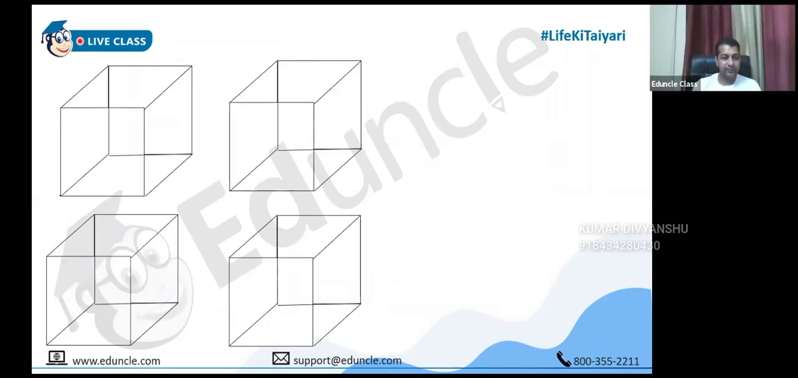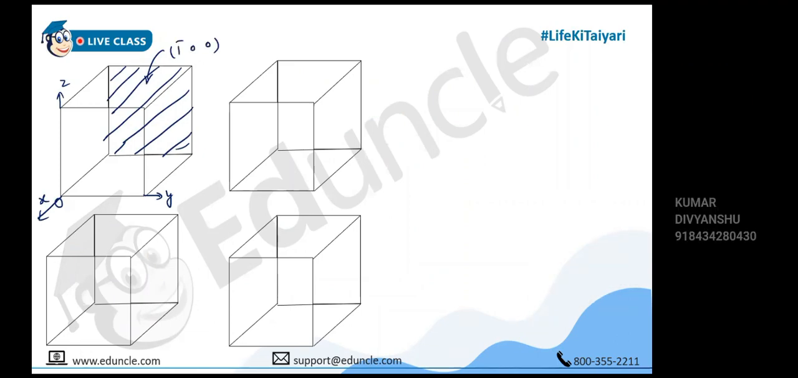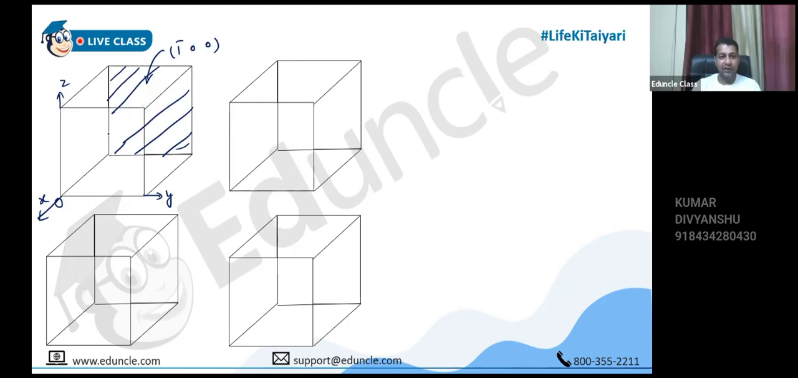Now, suppose this is the origin. This is z-axis, this is y-axis, and of course here it is x-axis. 1 bar 0 0 means it is cutting the x-axis at -1. So this back plane, because now I have shifted the origin. This is 1 bar 0 0. Please check. Is it clear or not? Yes, sir. Because now at that face x will be -1. Clear to all? Yes, sir.